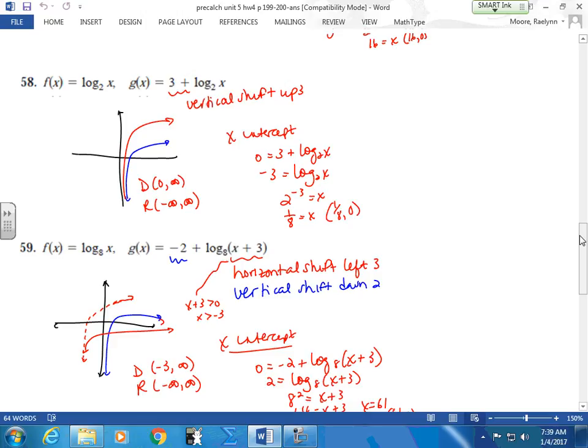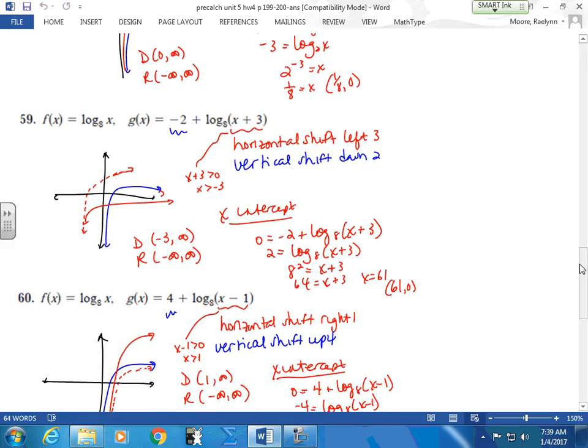Okay. Number 59. You had a couple of things going on. You had a horizontal shift. If you want to bring this guy over here, put the -2. You have a vertical shift down 2 units. Your vertical shift won't change anything, but your horizontal shift will. It'll change your intercept, but not your asymptote or your range.